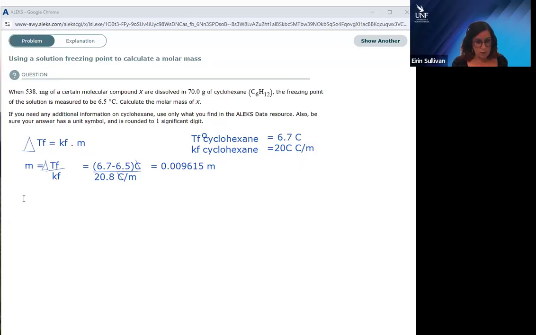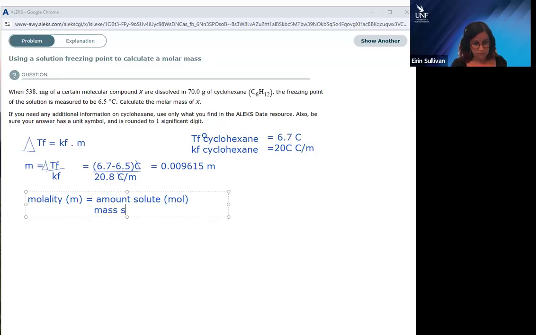I'm just going to leave it like that for a second. So as we know, molality, little m, is in moles per kilogram. So that is the amount of solute in moles divided by the mass.